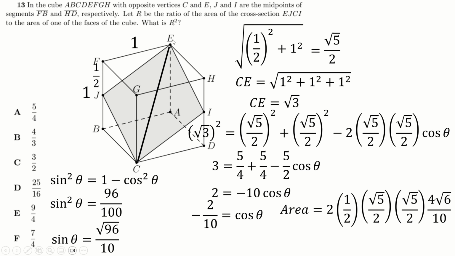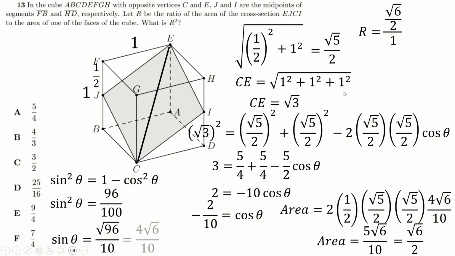But the area of this grey square is 2 triangles, each of a half AB sine theta. So that's just this working here, with this being sine theta of this angle, and then the 2 sides being what we had earlier. This all cancels to this. And then r, of course, is the area of the grey square, which is root 6 over 2, over each face, which is just 1. And then, of course, we can square that.